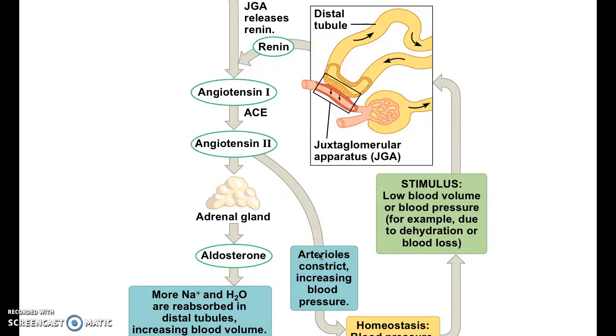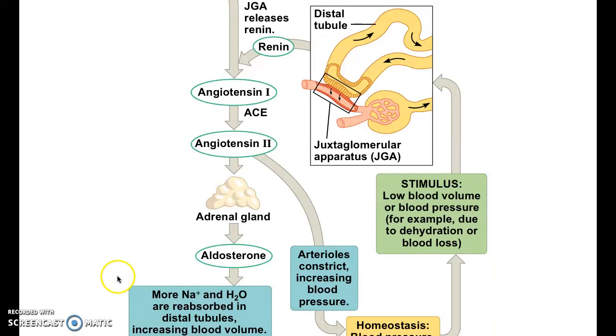It constricts the arterioles and does not allow more blood to go into the kidneys itself. So there's no processing of the blood, there's no loss of water happening, so the blood volume increases. On the other hand, it also stimulates the adrenal cortex. The adrenal cortex then pumps out aldosterone. Aldosterone eventually leads to the reabsorption of sodium ions and water in the distal tubules, not the proximal, but the distal, which then increases blood volume.